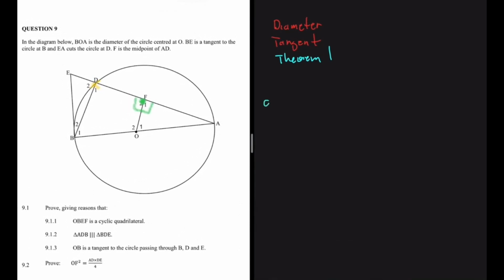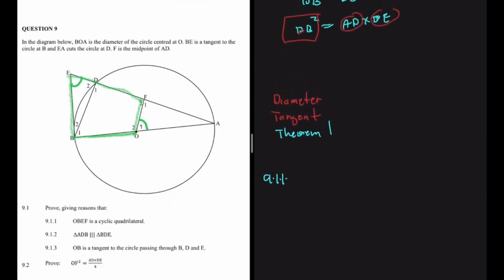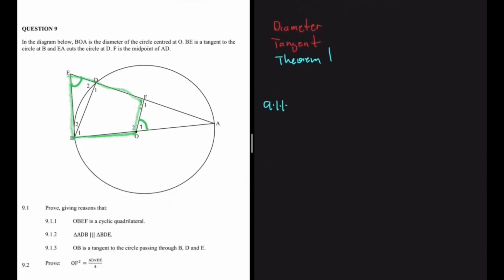We have 9.1.1, which says let's prove, given reasons, that OBEF is a cyclic quadrilateral. So let me just highlight OBEF. So here's OB, and then we have EF, and this should be a cyclic quadrilateral. So back to the definitions, right? If it's a cyclic quadrilateral, then what should happen? This angle O1 should be equal to this angle E. The exterior angle should be equal to the interior opposite, or F1 should be equal to the entire of B. That's if indeed it's a cyclic quad. So that's what we're essentially trying to prove.